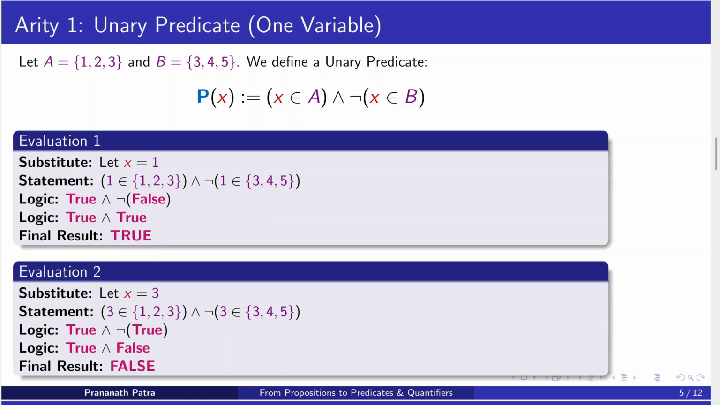Now, let's try substituting x with 3. Our statement is 3 is in A and 3 is not in B. Logically, 3 is in A is true, but 3 is also in B, so that part is true as well. Our logic becomes true and not true, which simplifies to true and false. Therefore, the final result is false.